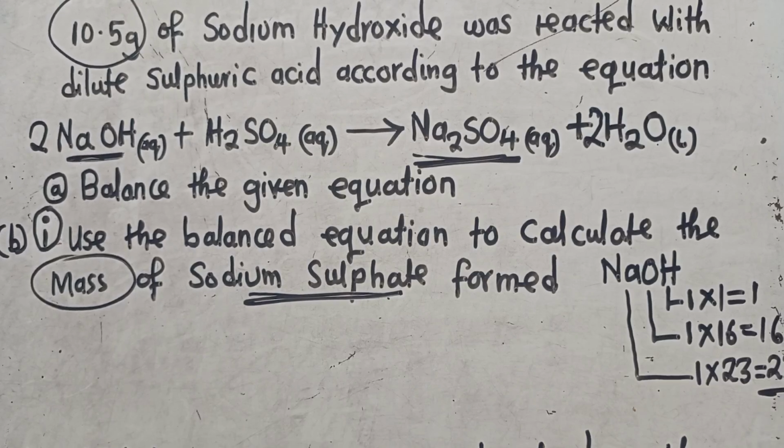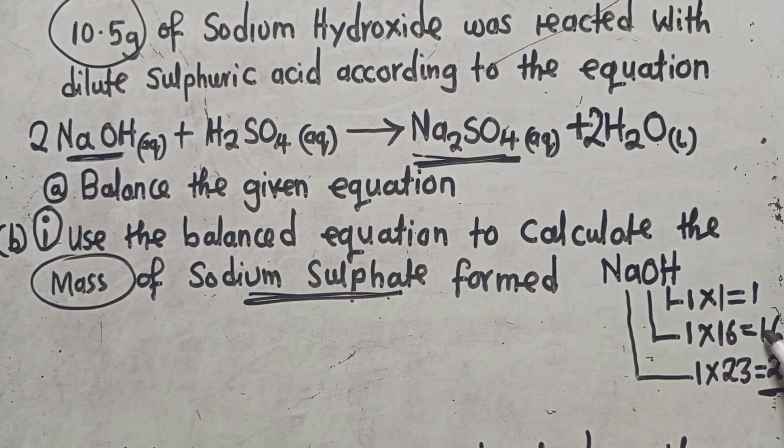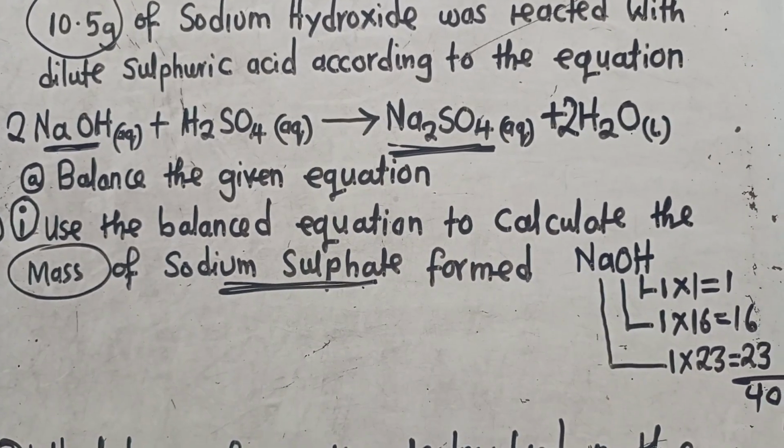We are going to get 0 remainder 1. When we add everything, we get 2, 3 plus 1, 4. So we are going to have a 40. That is a 40 that we are having when we add everything.